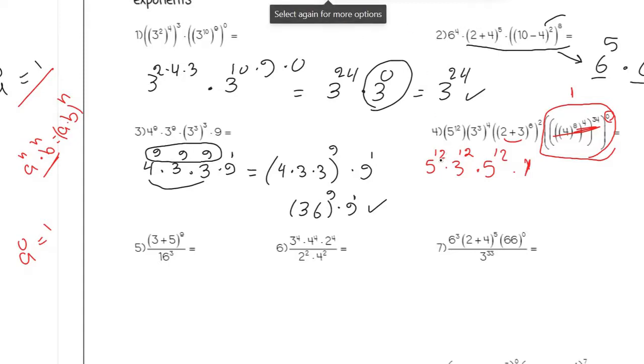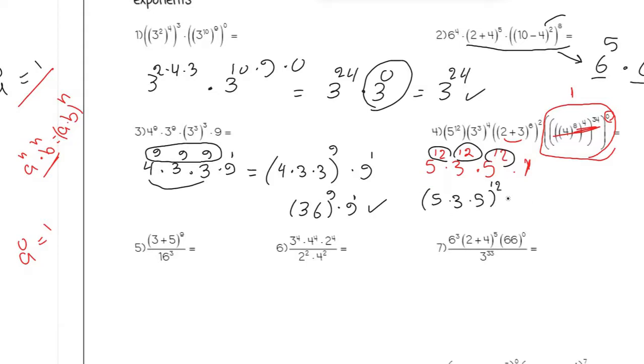Here all the powers or exponents are the same. We'll multiply the bases, 5 times 3 times 5, then we'll take one power. Or we can make it simpler, 5 times 3, 15, 15 times 5, it's 75. Oh, 75.